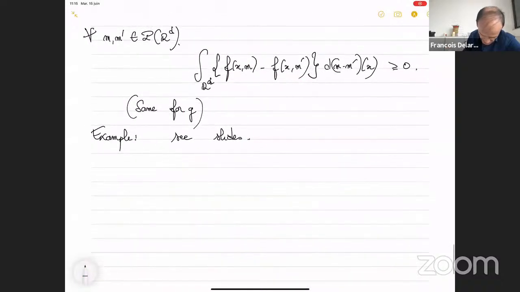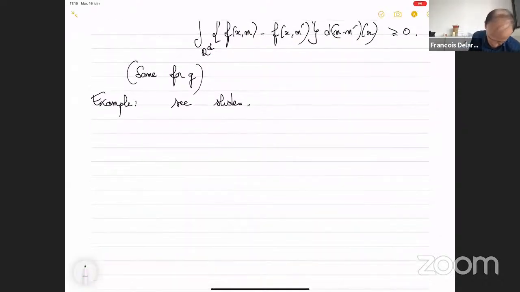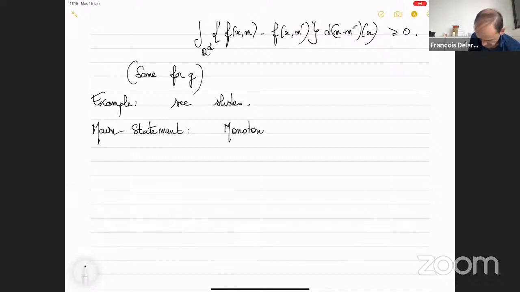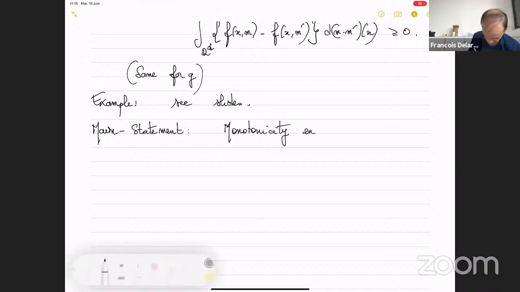So I explained to you the example on the slide. Now the main statement is that monotonicity forces uniqueness.